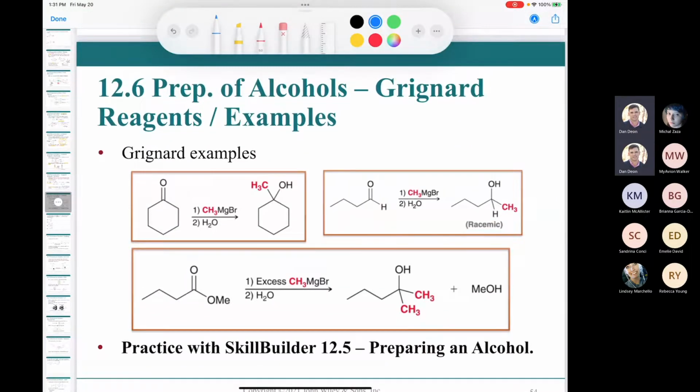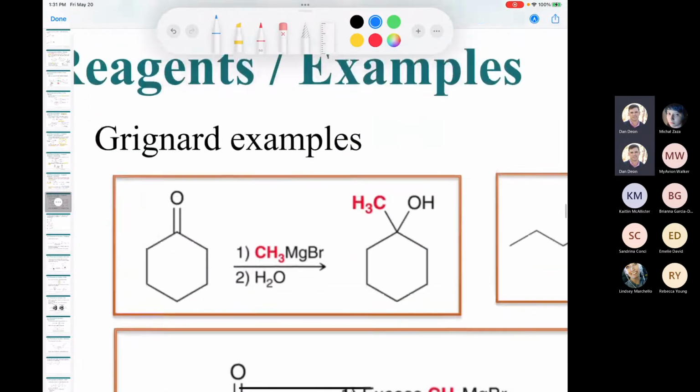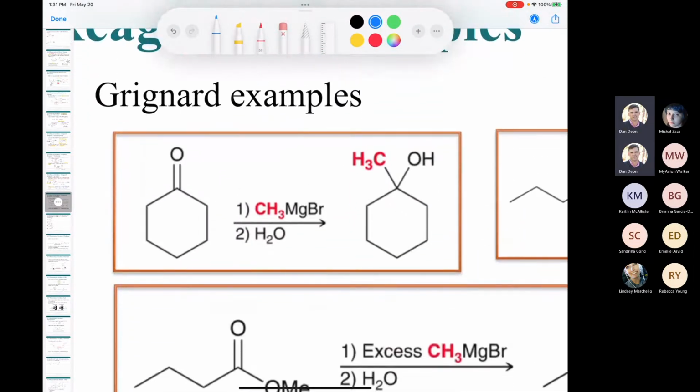All right, so let's take a look at some Grignard examples. The first one shows cyclohexanone, which is this cyclic ketone, being treated with methyl magnesium bromide, followed by water. And again, you could also write H3O plus. I would accept that. What happens is we end up adding that methyl group and making an alcohol. We're starting with a ketone, and we're making a tertiary alcohol.